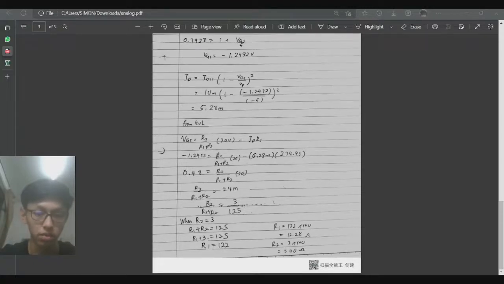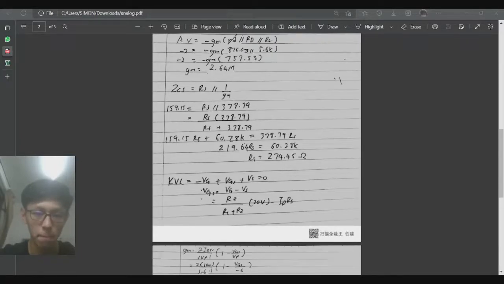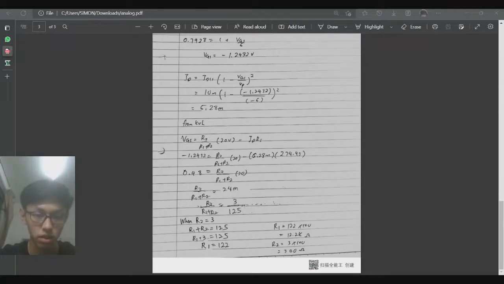Last, we substitute all the calculated values into the formula, and we get 0.48 equal to the same. So by using the ratio, we get R2 equal to 3 and also R1 equal to 122. So we multiply by 100, and this is our last value of R1 and R2 for the simulation.